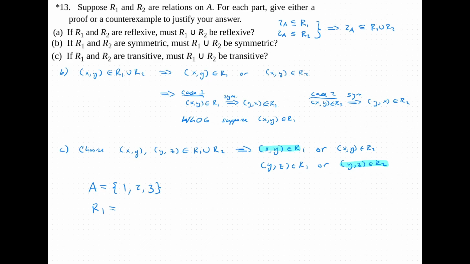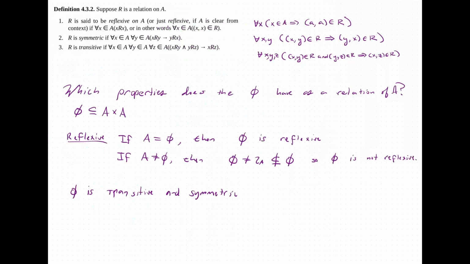So let us take R1 to be the relation {(1, 2)}. Now, is this relation transitive? Yes. And we have to come back to the definition, just as with the empty set. We only have one element. And the thing about the definition of transitive is that we need (x, y) and (y, z).